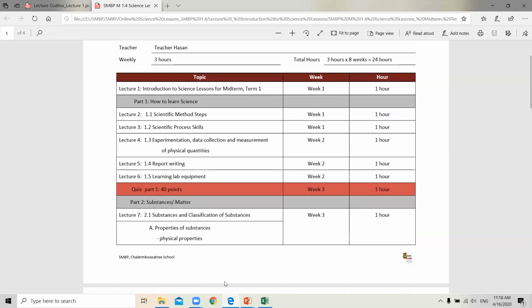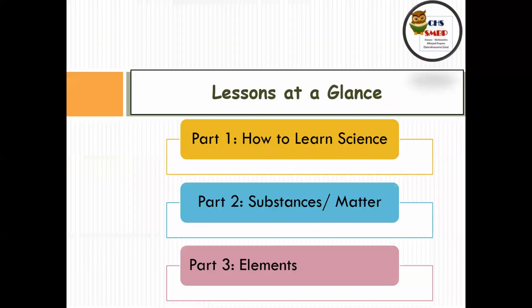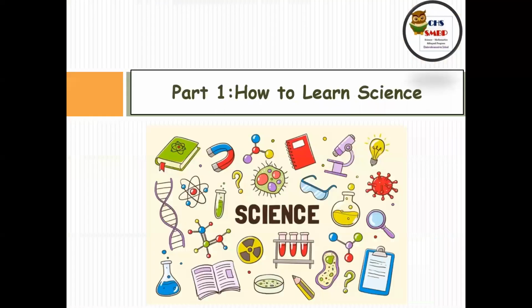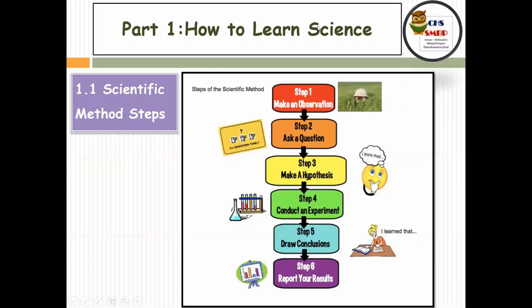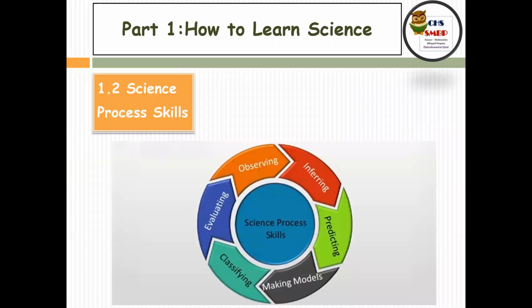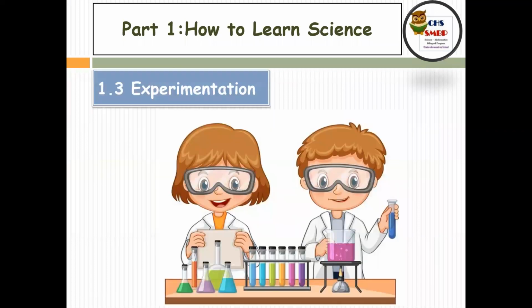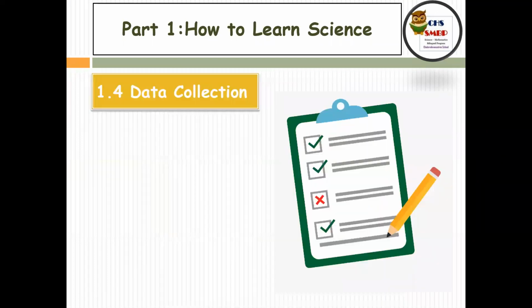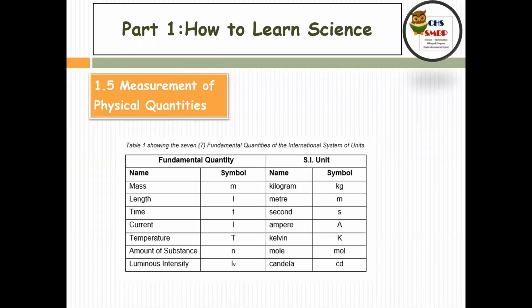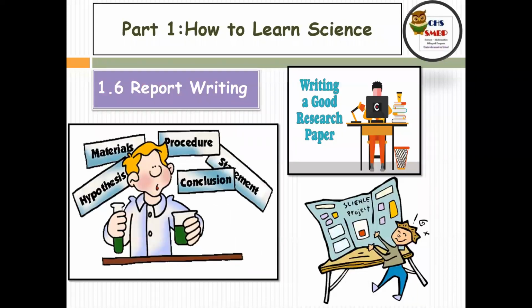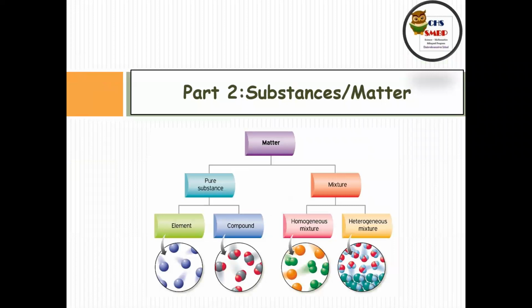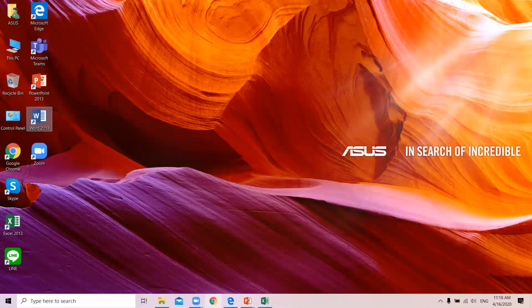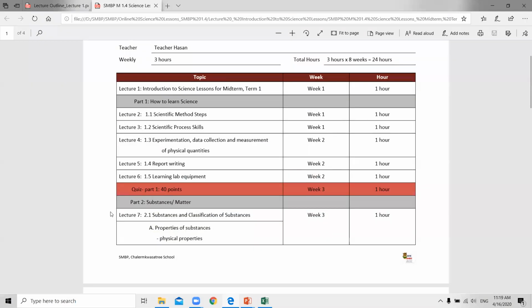And when we finish part 1, then we will go through a 40-point quiz. As you can see, part 1 looks like this. First, you see scientific method steps, and then science process skills, experimentation, data collection, measurement of physical quantities, report writing. So that's the way we will finish part 1. Let me show you about part 2.